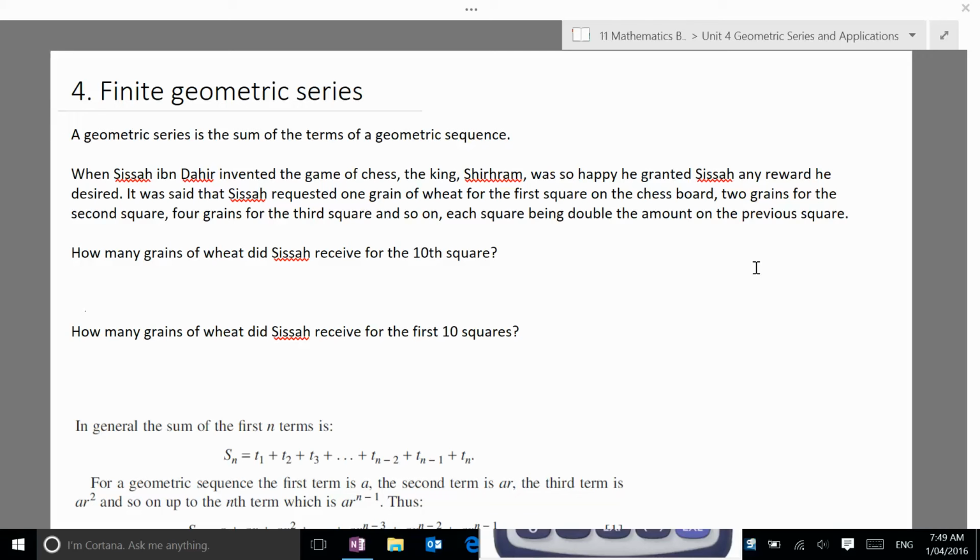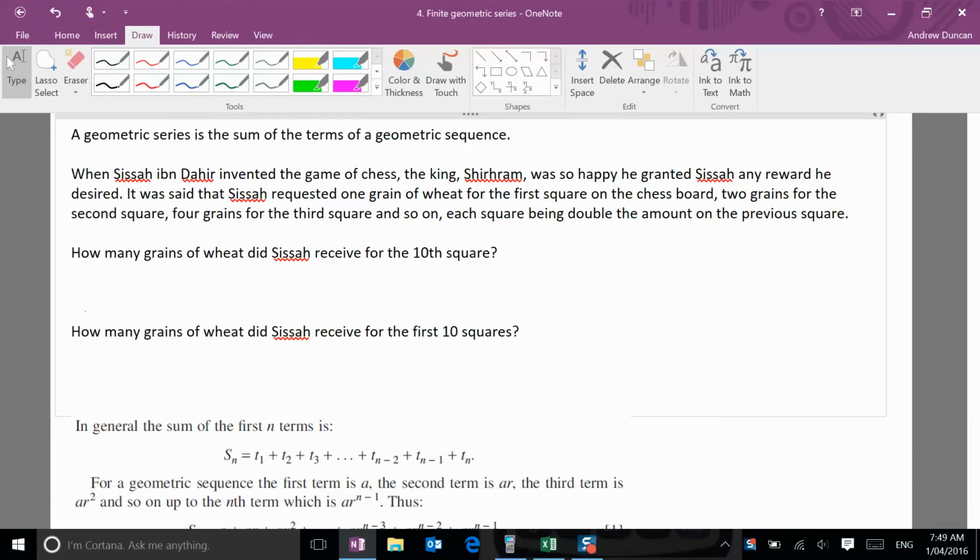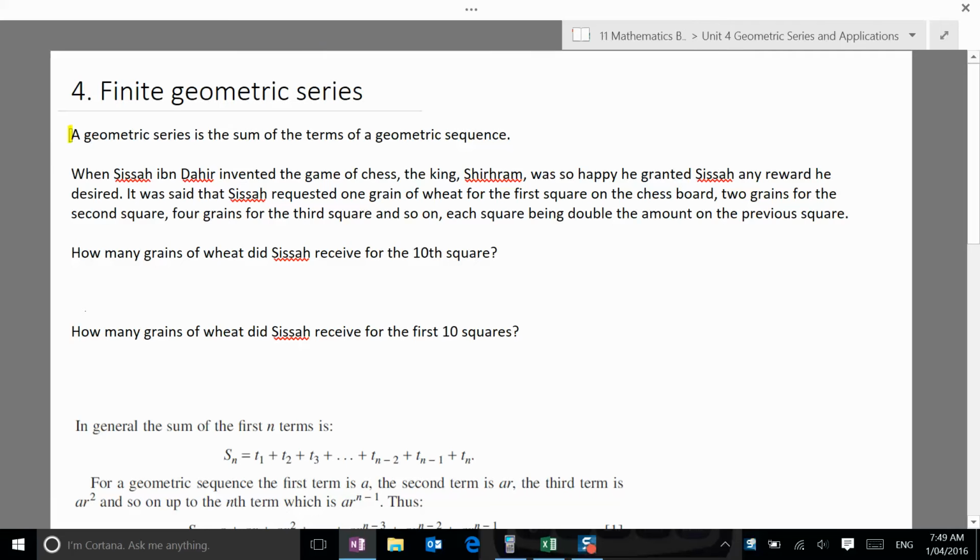This lesson is about finite geometric series. In the previous lesson, there are references to series all over the place that I crossed out. Okay, here's the relationship between the two. A geometric series is the sum of the terms of a geometric sequence.